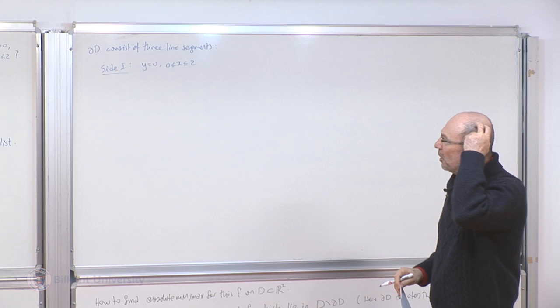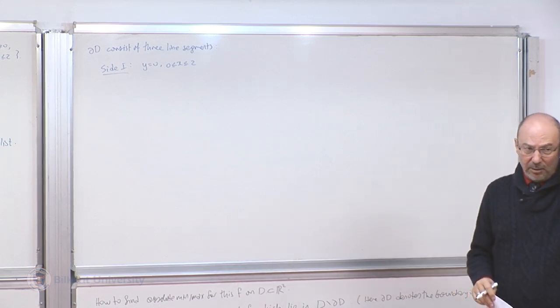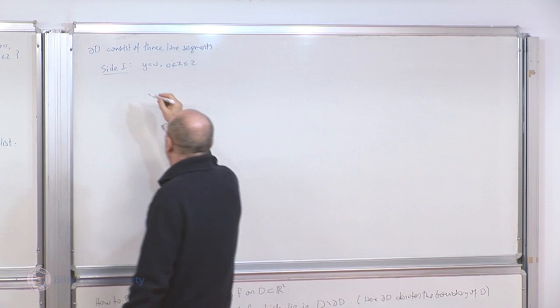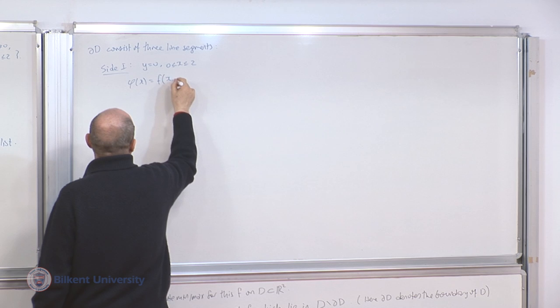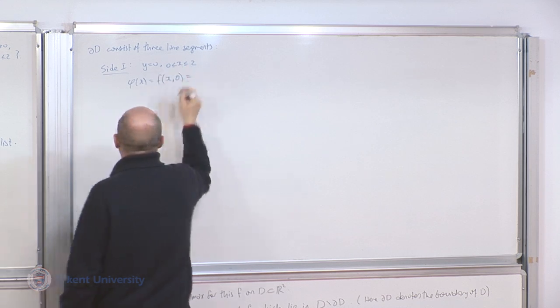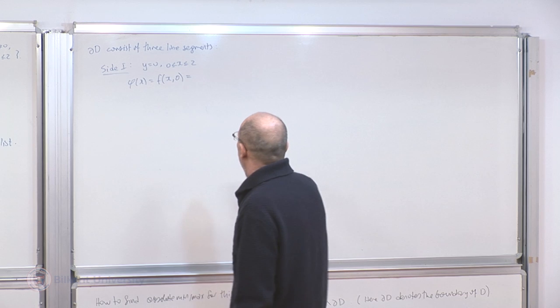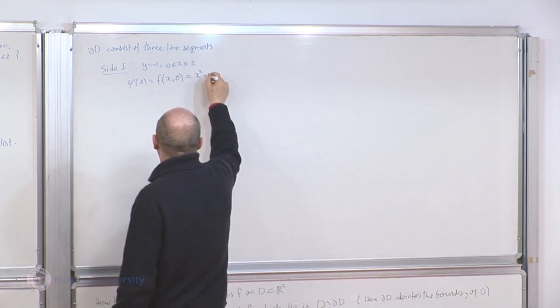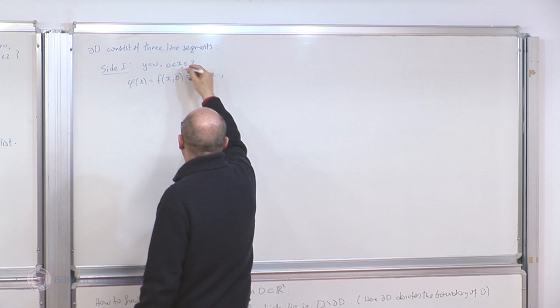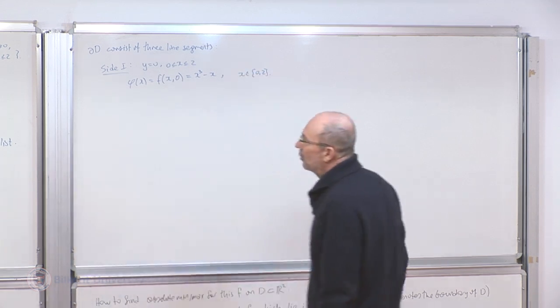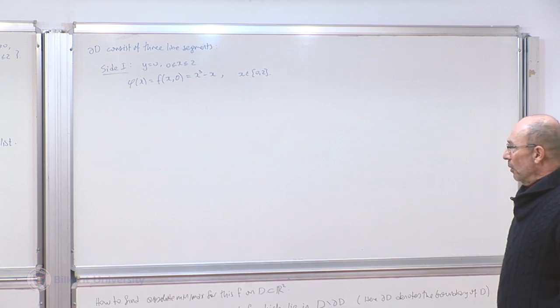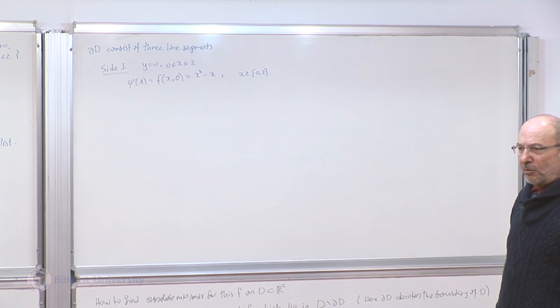Okay, so you see x already parameterizes this side. So here phi of x is f restricted to this part. I use x as the parameter, y is 0. So when you put y equals 0, you have x cubed minus x. And x is between 0 and 2. So this is the function we want to maximize or minimize on this interval. So we take its derivative and find the critical points.